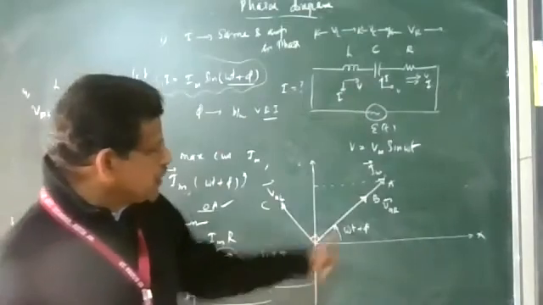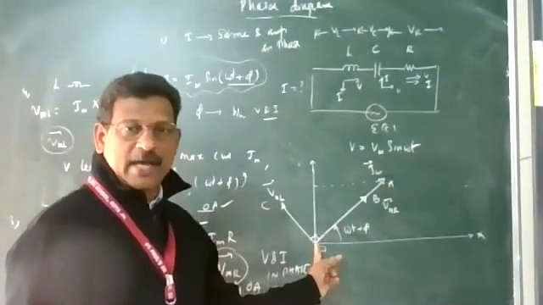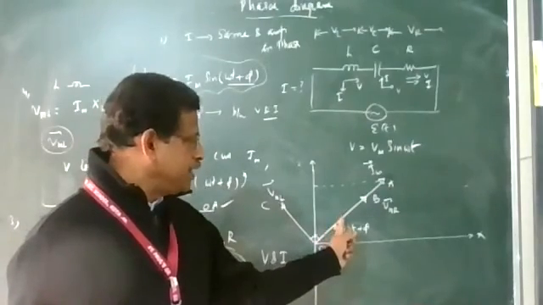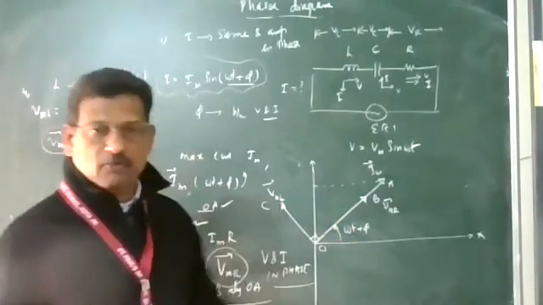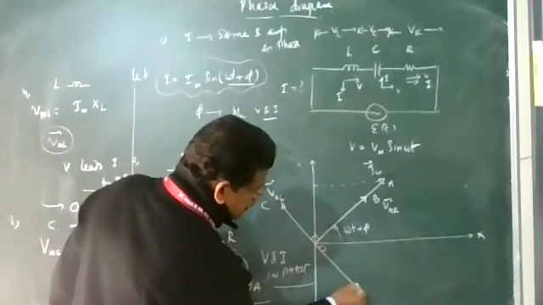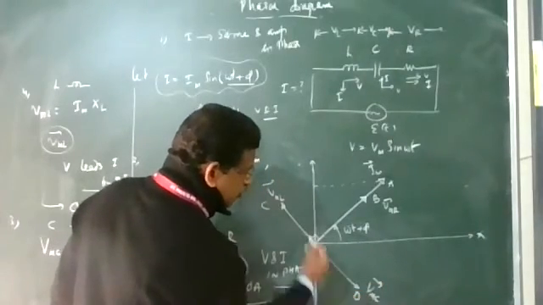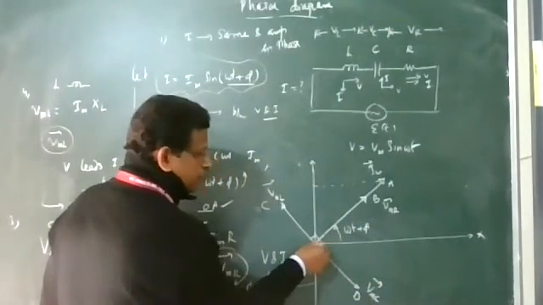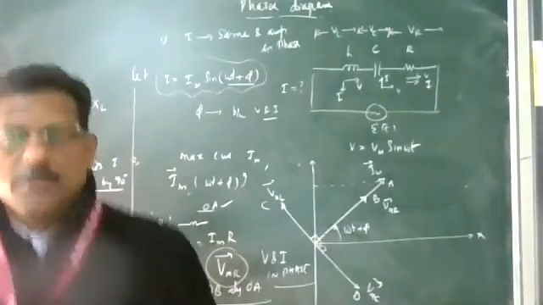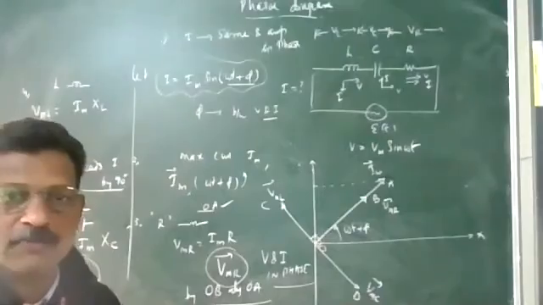Current is already marked along OA, so the voltage across the capacitor will lag by 90 degrees. From OA just rotate by 90 degrees into the fourth quadrant. Therefore, the voltage across the capacitor, that is the maximum value VMC phasor, is represented by OD, 90 degrees. This is the phasor diagram of the LCR circuit completed.